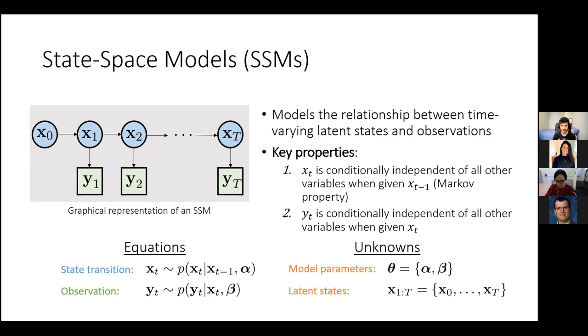So the unknowns here are the model parameters, which are the parameters of that state transition distribution and the observation distribution, and also all of those hidden states. That was a lot of information. So it might be easier if I give a concrete example with two applications to show you how a state space model would correspond to particular things we want to learn in a particular application.